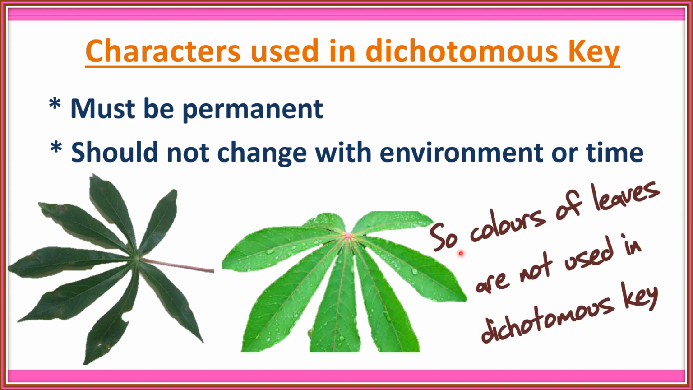For example, color of leaves is not used in the dichotomous key. You cannot use color because if you look at this one, this is the same specimen, and you can see that they have got different colors. Which means that the color changes with the environment and the time. Therefore, we cannot use color because it is not permanent.